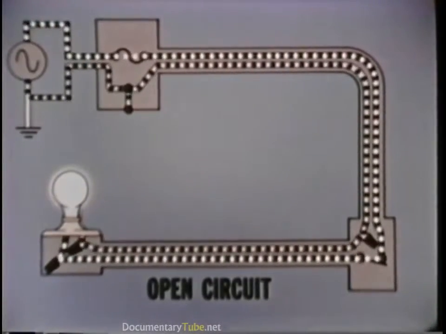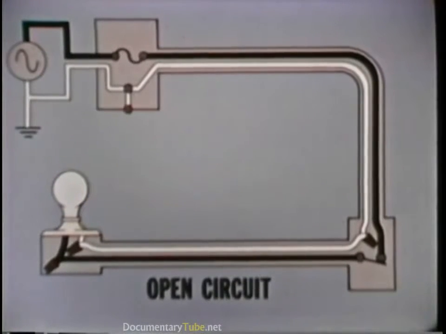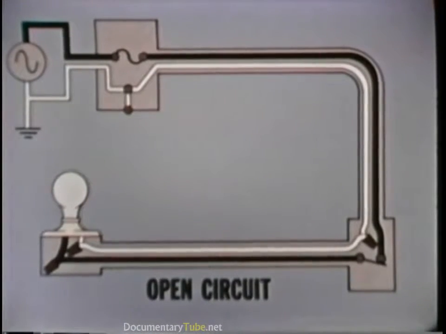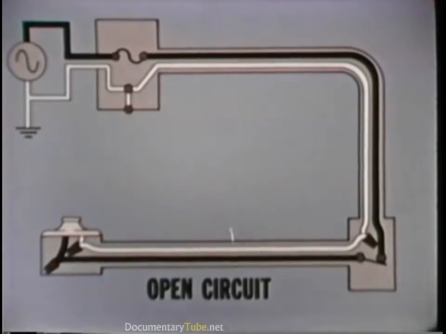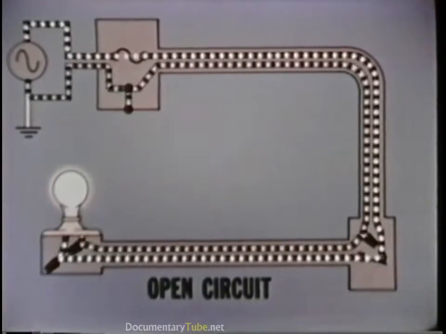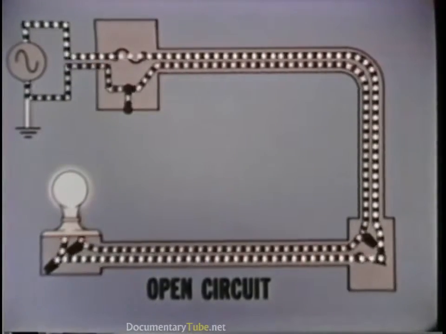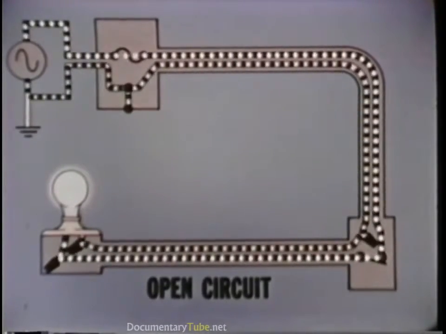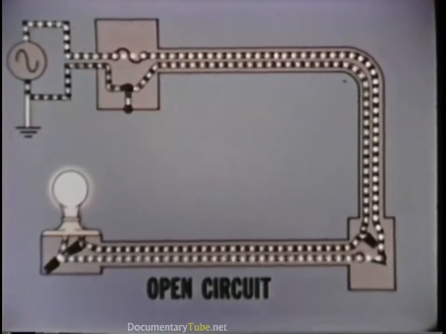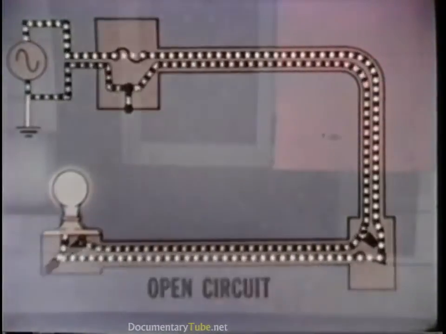If any part of this circuit fails, it breaks the continuity and stops the flow of current. Replacing the defective circuit component or repairing the broken wire restores the circuit to normal operation. The fuse or circuit breaker normally does not react to an open circuit.